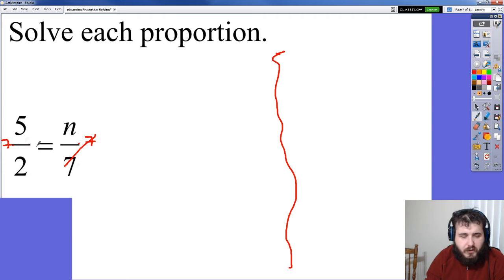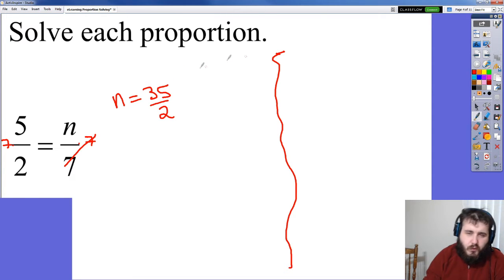Over here on the right and on the left, you do 7 times 5, and you get n equals 35 over 2. Now, for some of you, you might be thinking, oh, that's not how I learned it. That's not how I want to do it.